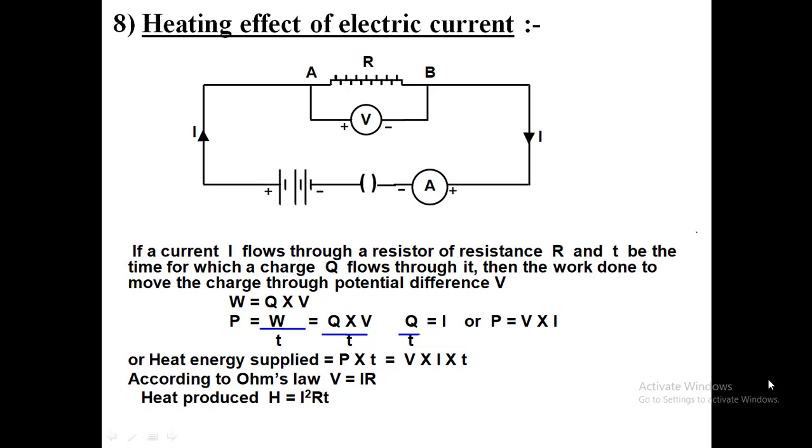Now here you can see there is a circuit which consists of a resistor, a battery, a plug key, an ammeter to measure the current which is connected in series, and V is nothing but the voltmeter which is connected across the resistor to find the potential drop across the resistor.